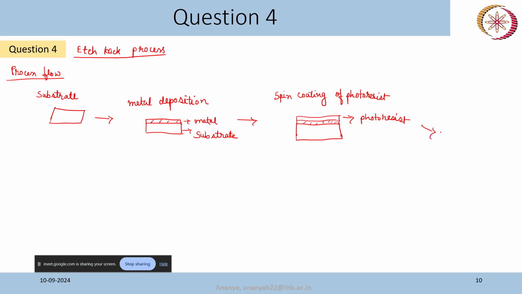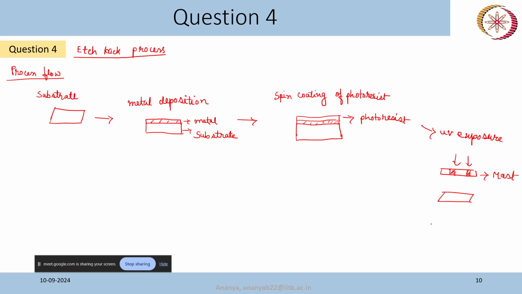Next you will do UV exposure. There will be intermediate steps in between. You will do post baking on the photoresist because you want to remove the solvent part in the photoresist. That I am not including. So you will have a UV source, you will have a mask. This portion is dark. This is UV, and you will have your sample here.